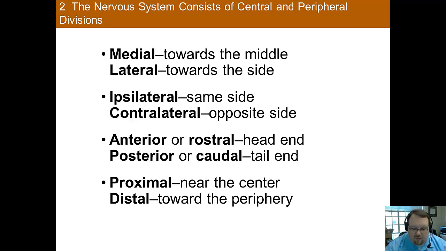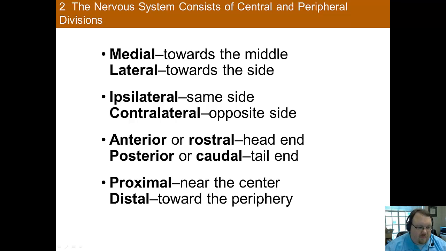This will get confusing when we get to the next slide and talk about dorsal. Just rostral toward the feet. Dorsal is kind of, well, you'll see. Just rostral down. Anterior or rostral up. Did I say that right? Let's do it again. Anterior or rostral, head end. Posterior or caudal, down. Cool?